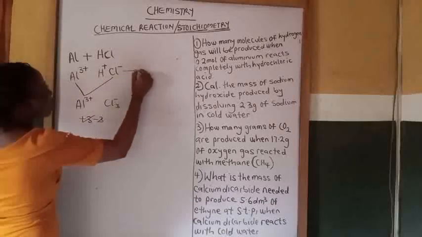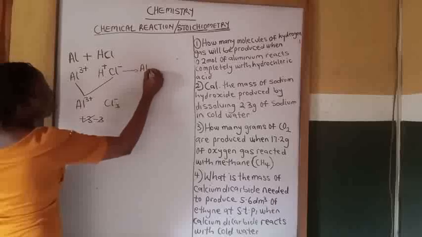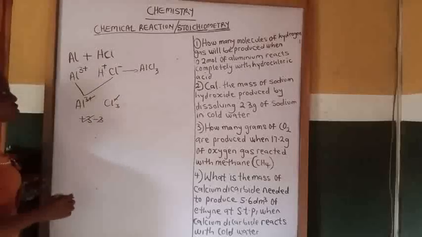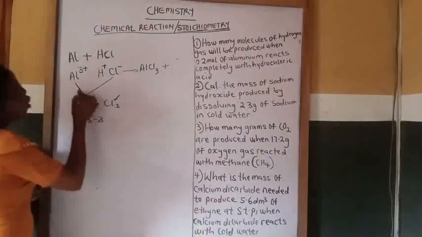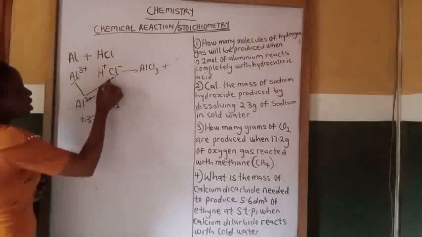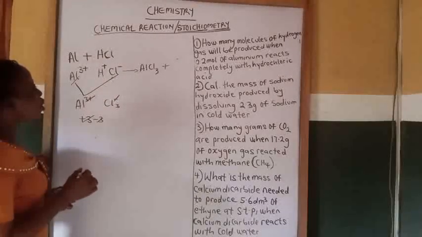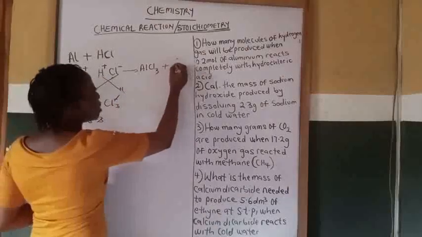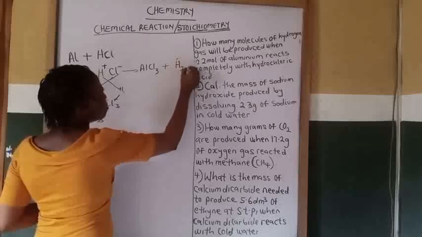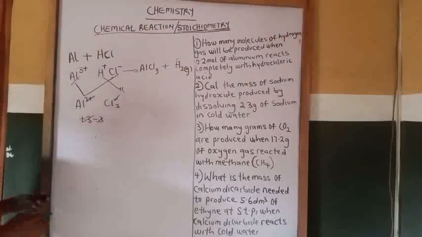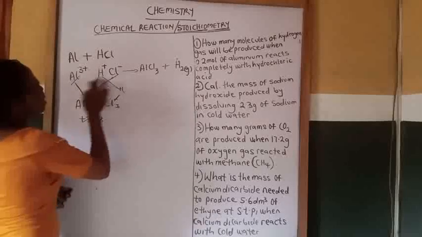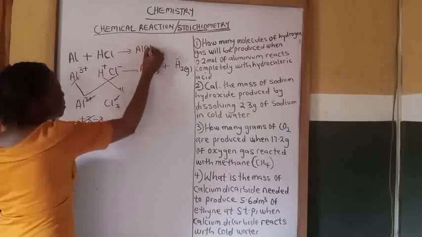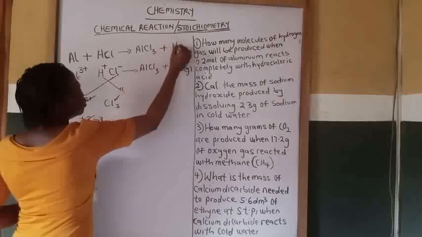So our first product will now be AlCl3, because the charges have cancelled each other. Plus, now we have used aluminium and we have used chlorine, so we are left with hydrogen. Hydrogen is a diatomic gas, so hydrogen will escape in form of gas. Hydrogen gas will be involved. So which means that our product, when aluminium reacts with hydrochloric acid, will be AlCl3 plus hydrogen gas.